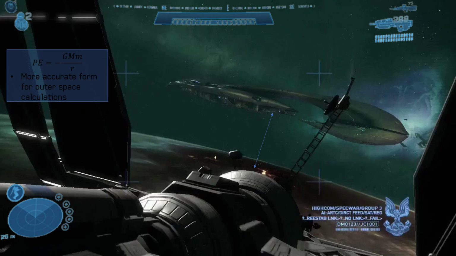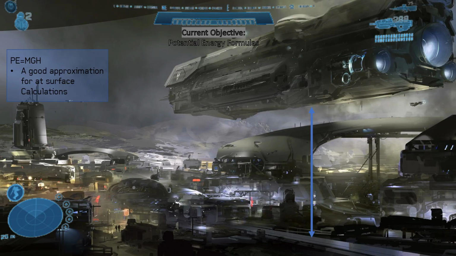A more accurate version of this equation is potential energy is equal to negative gravitational constant multiplied by the mass of the first object multiplied by the mass of the second object, all divided by the radius between the two objects. This is a much more accurate formula and is used for outer space calculations. So for example, this alien ship here that is a couple thousand kilometers off the surface of the planet, so it's kind of in orbit in space. Using this equation is a much more reliable thing than compared to this equation right here.